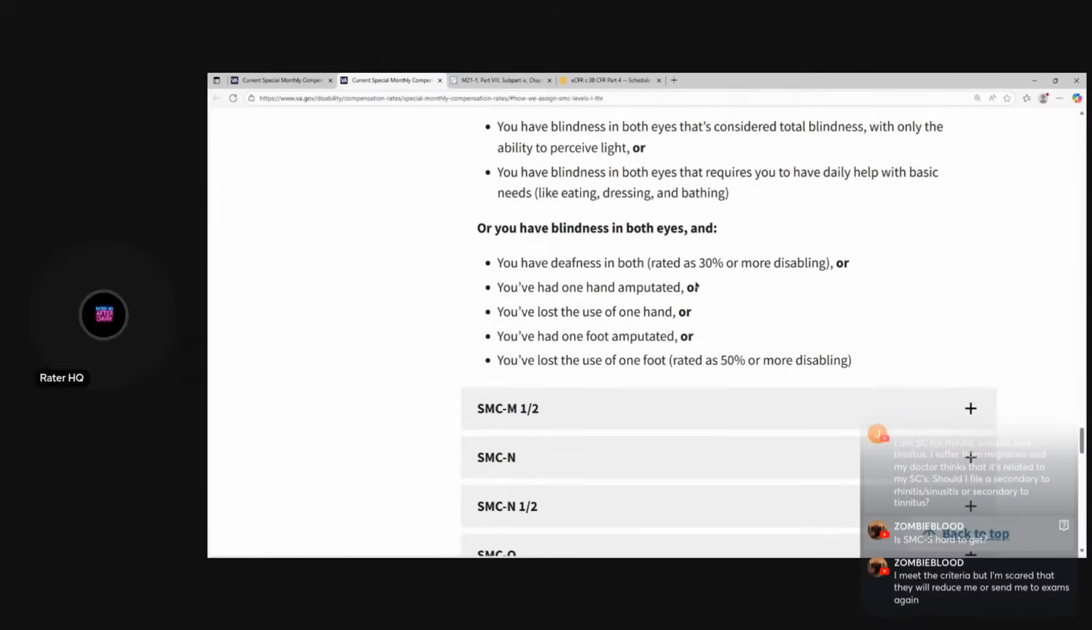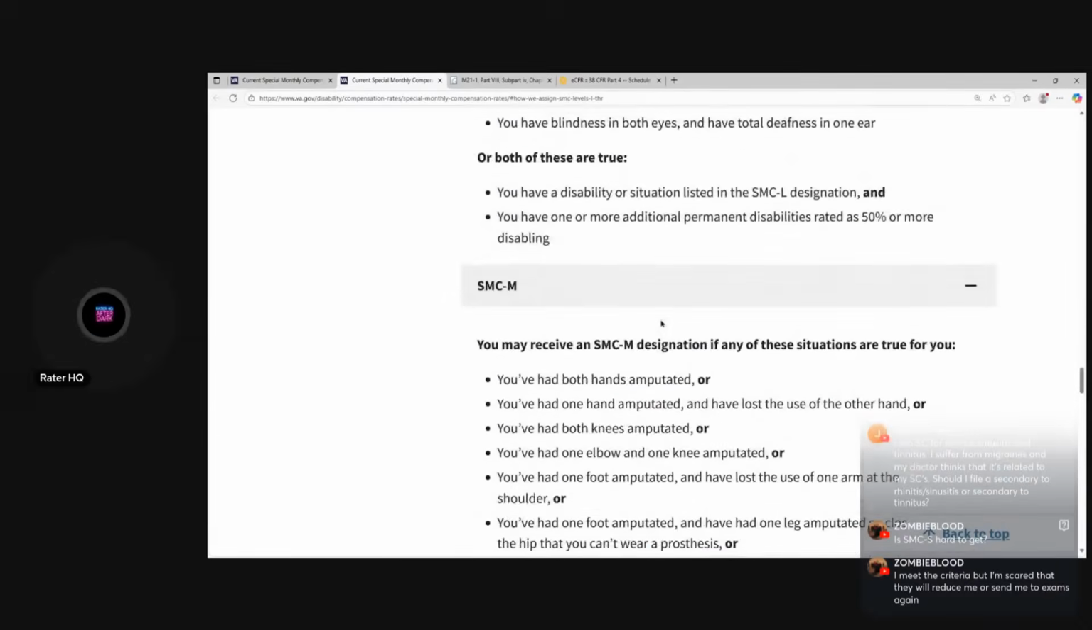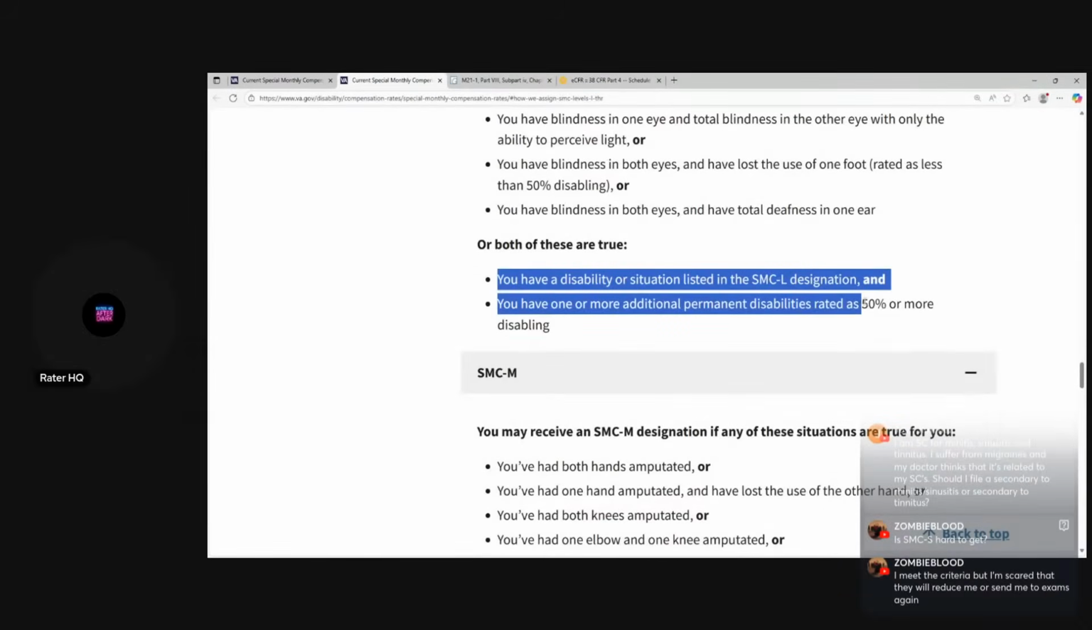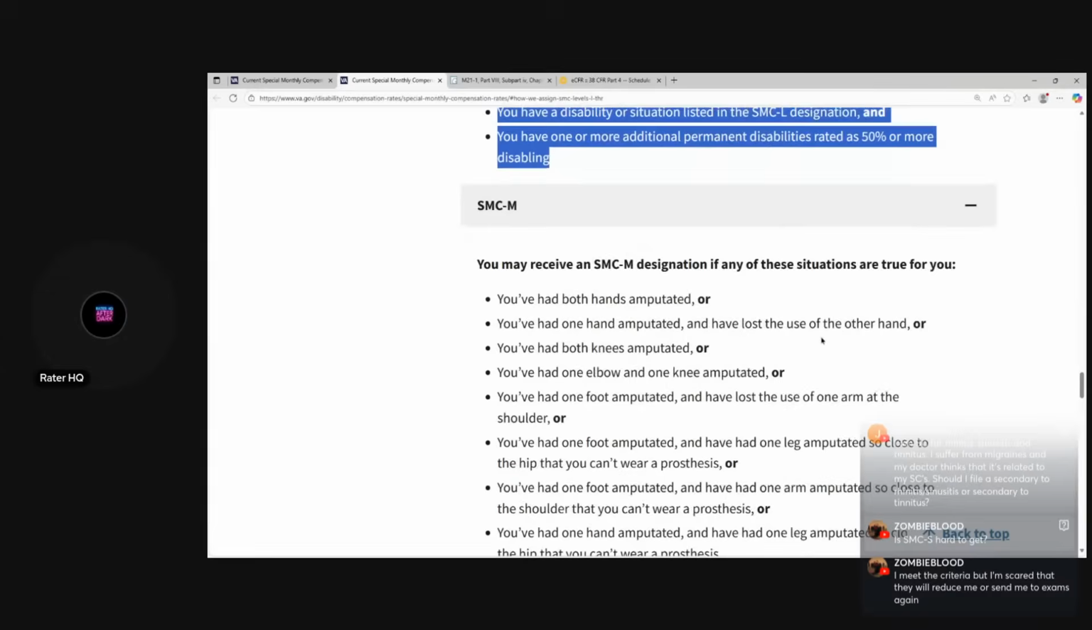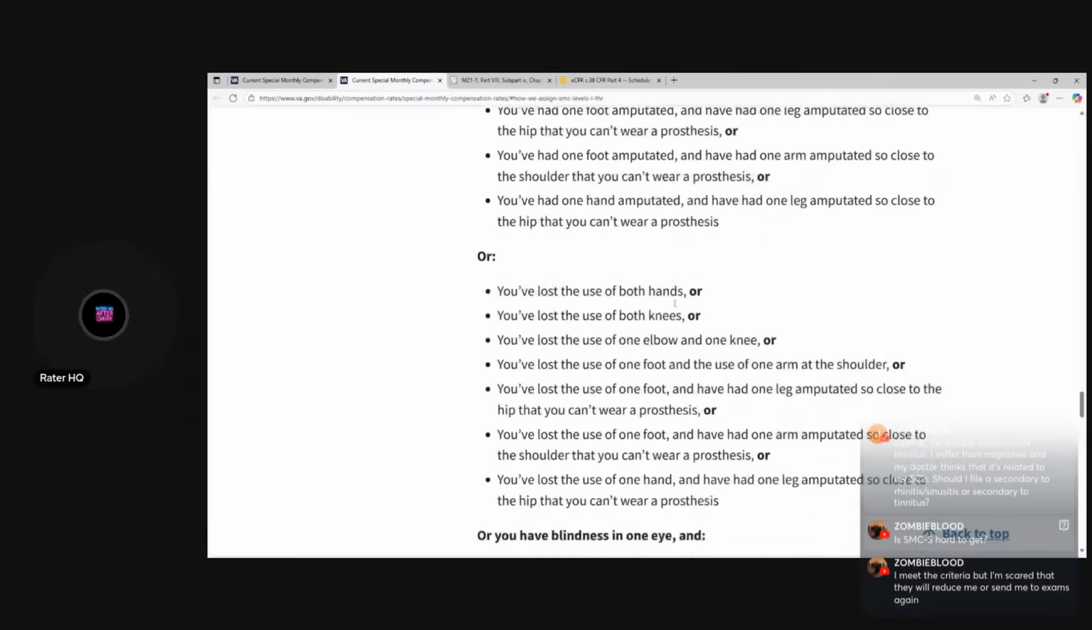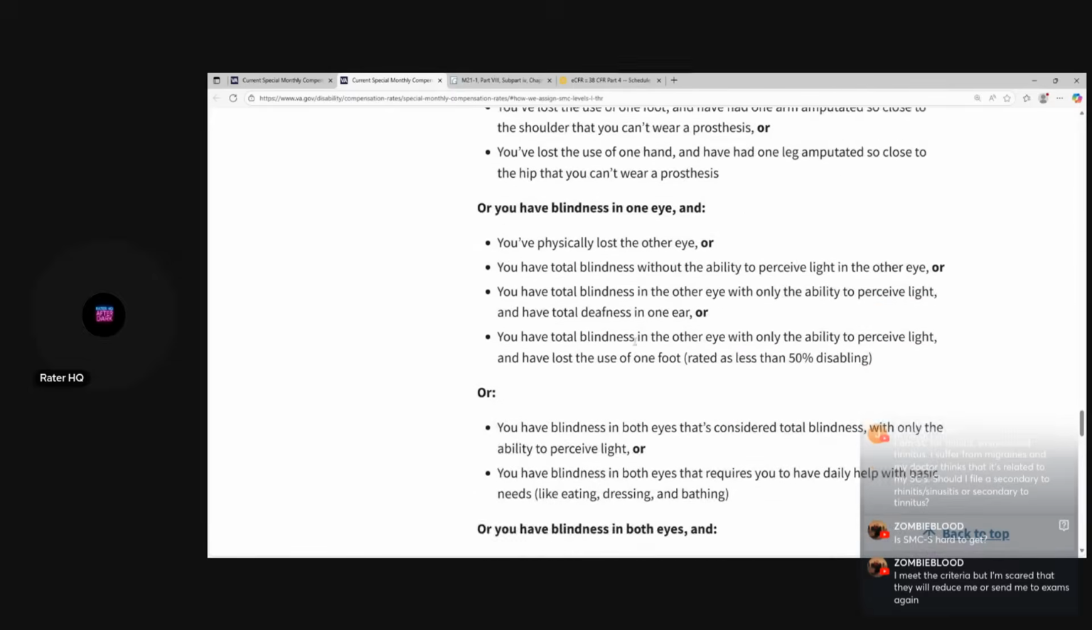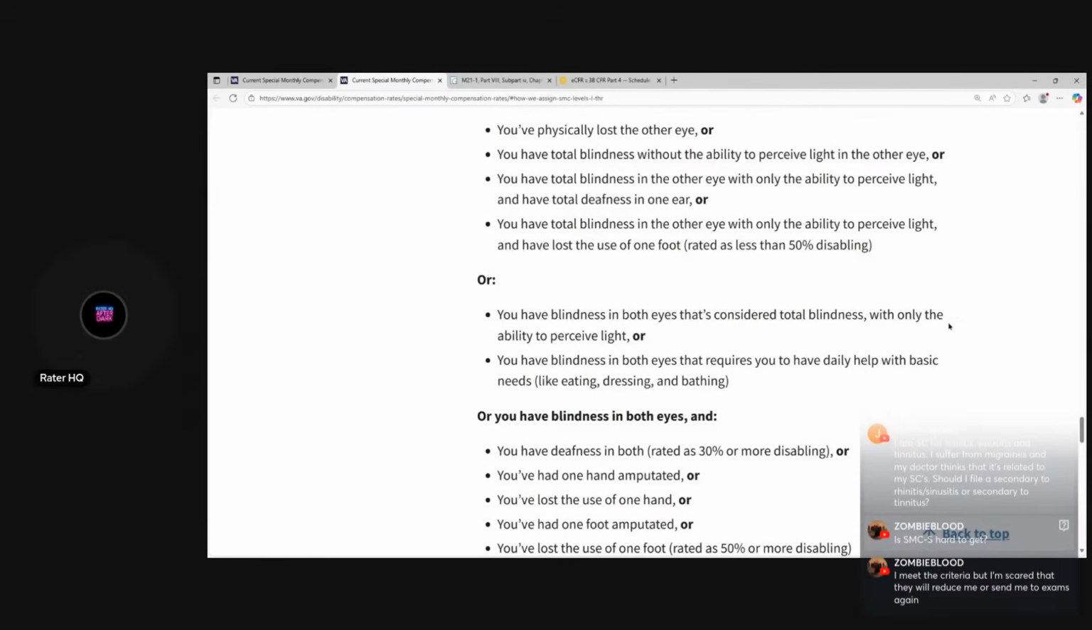Now, you know what we've lost here, though, guys? We've lost this section. So this section doesn't go any further than L and a half. So if you're on L and you want to do a half step and go up to M, you're in a whole different category. So if you have any of these disabilities here, you can skip L and go straight to M.